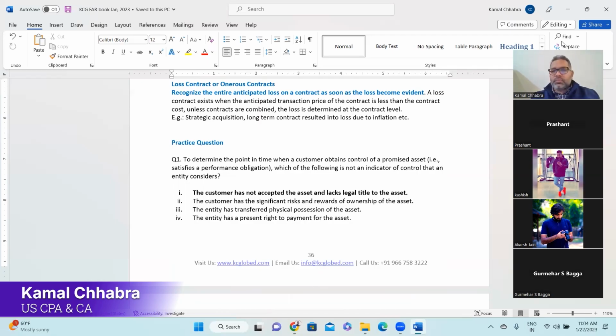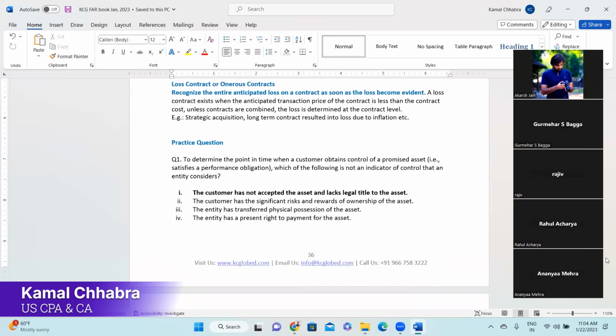No, sir. At least I am not. Kashish, Ayush, Gurmehar? No, sir. It was taught in MBA, I had studied it. In college? And in audit also I read it, I suppose. Okay. Rahul, Ananya, do you guys have any idea what is onerous contract?